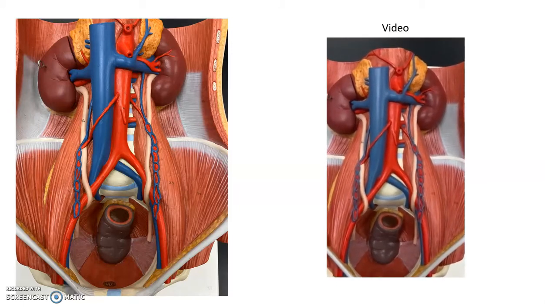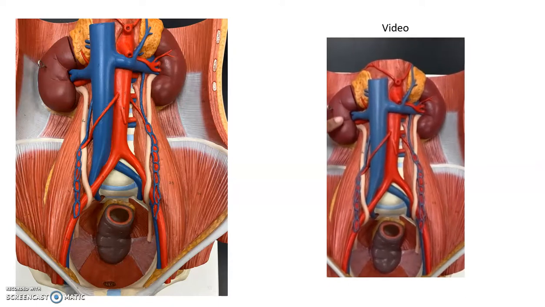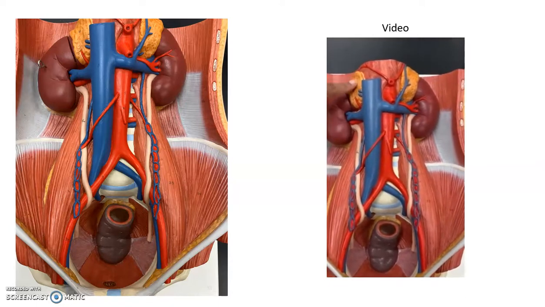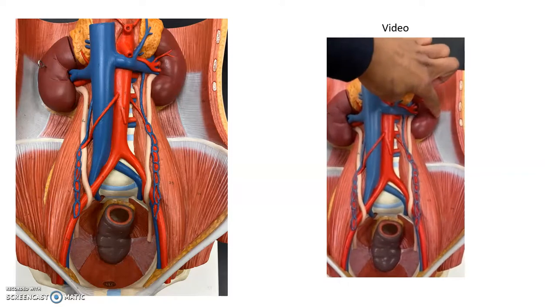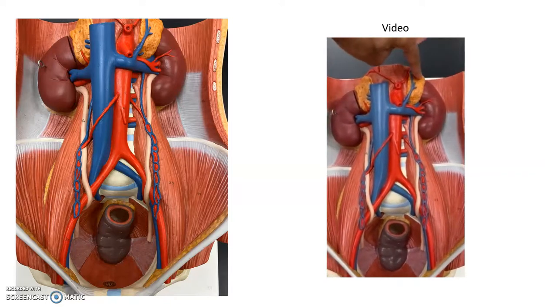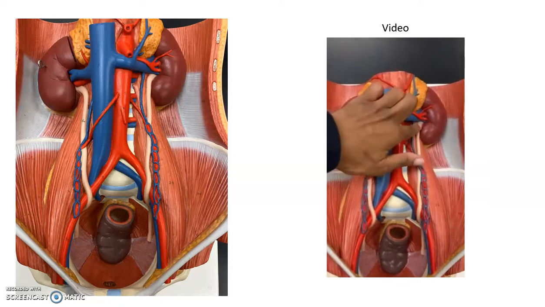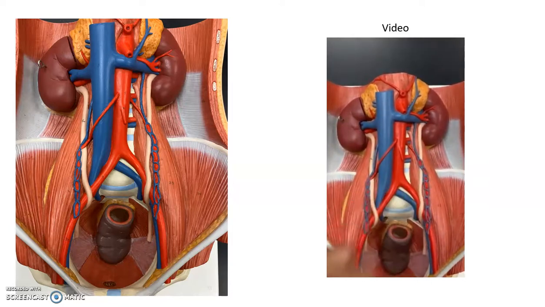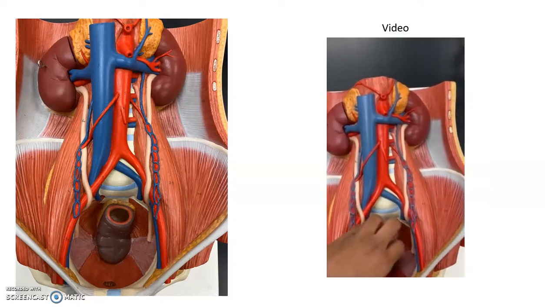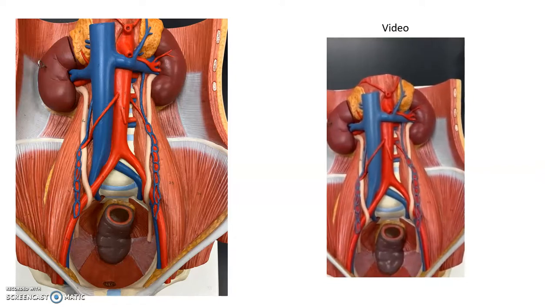This represents your urinary system. I can see my right kidney, my right adrenal gland, my left kidney, my left adrenal gland. This is my ureter. Each kidney has a ureter, and your bladder will be sitting here.